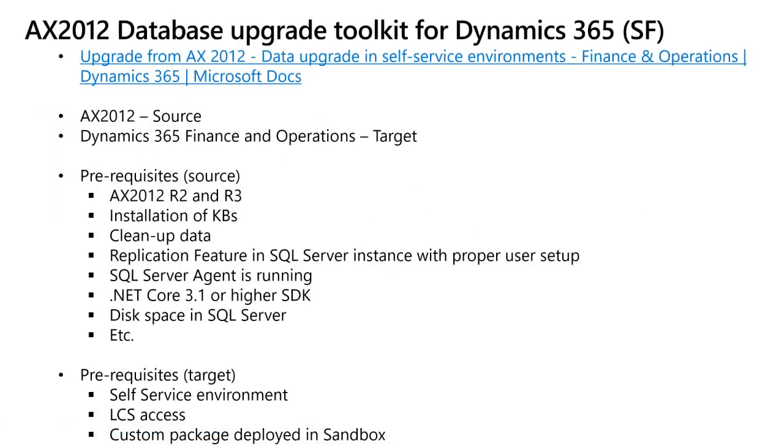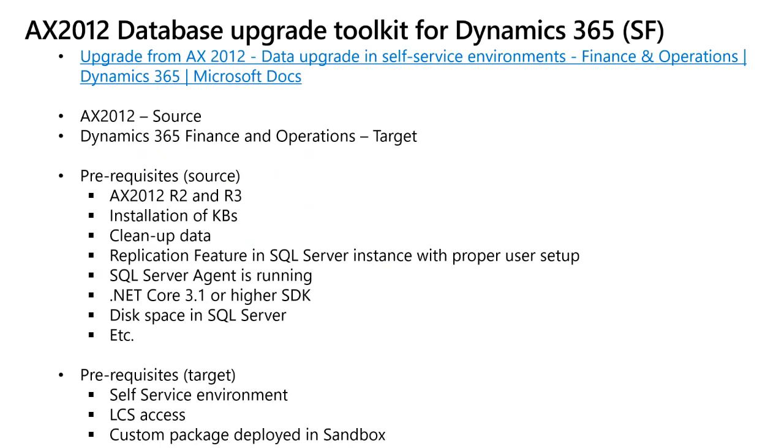Some of the prerequisites, as I mentioned, have not changed as such. In this presentation, you keep hearing about source and target. Source is basically the AX 2012 database in this case. Target is Dynamics 365 Finance and Operations. There are some prerequisites from the source perspective and target perspective. Because we require some of the KBs to be installed and executed for upgrade scenarios, we recommend cleaning up as much data as possible, right, from a log perspective and other cleanup routines that we have.